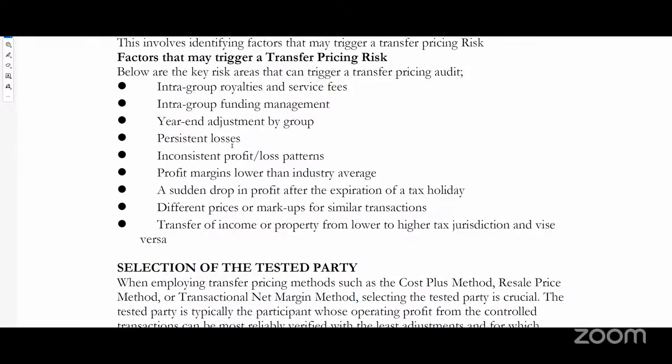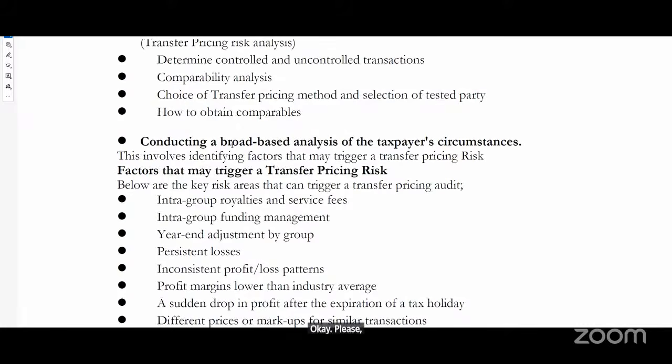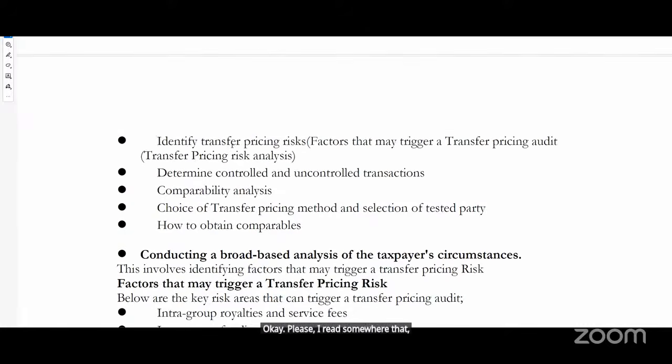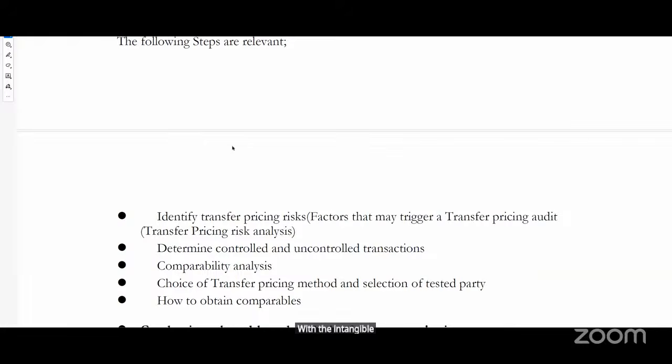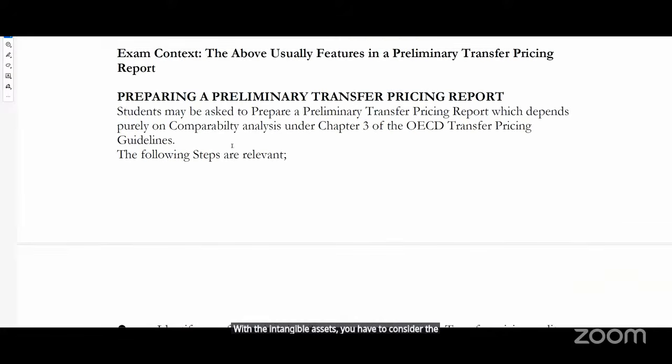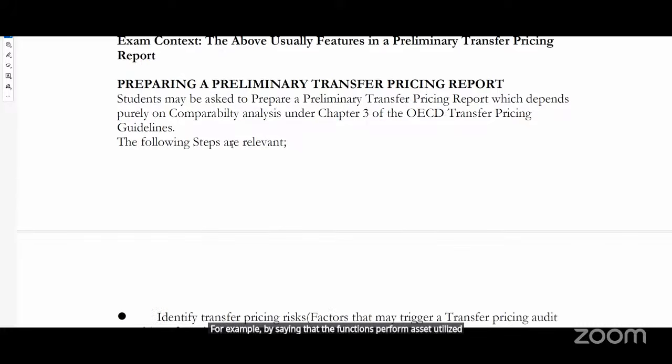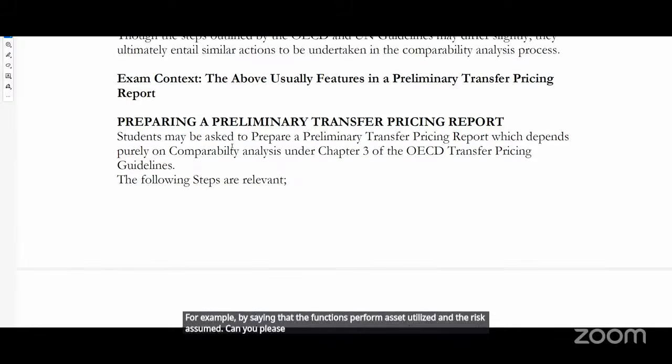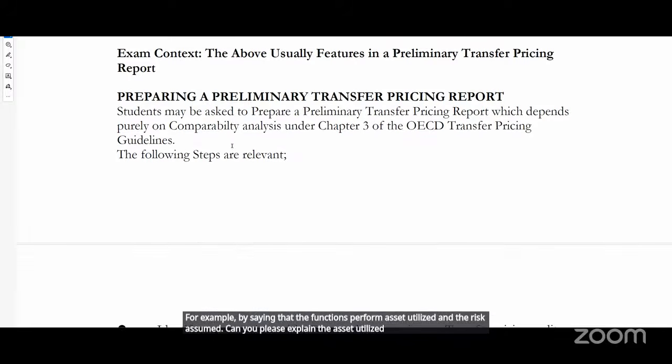Okay. Please, I read somewhere that with the intangible assets, you have to consider the asset utilized. If I started by saying that the functions performed, asset utilized, and the risk assumed, can you please explain the asset utilized aspect?